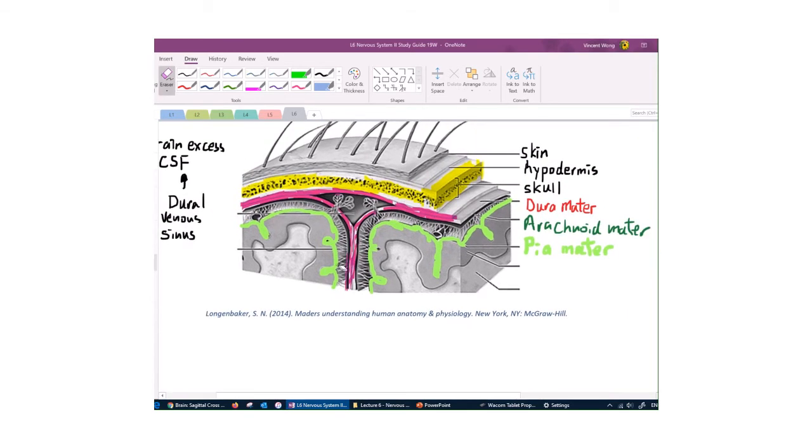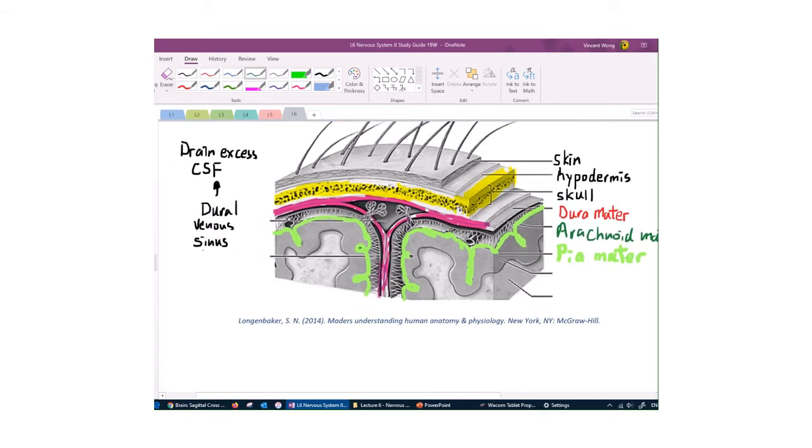Okay, so this arrow is actually pointing at the space. The spaces between the spiderweb looking structure, right? Remember I said those springs in your mattress, there are a lot of empty spaces there. So that empty space is called the subarachnoid space, right? Subarachnoid space. So that label is subarachnoid space, right? And is filled with CSF.